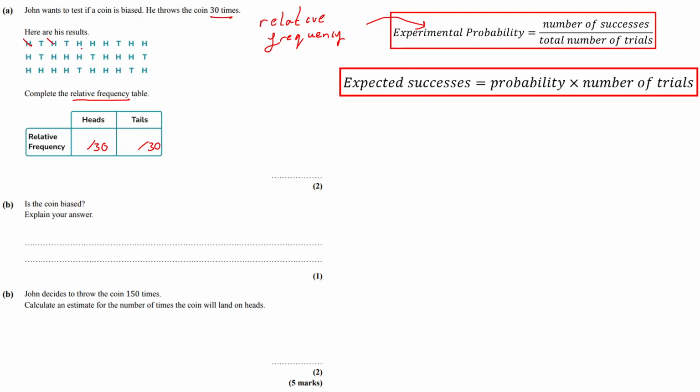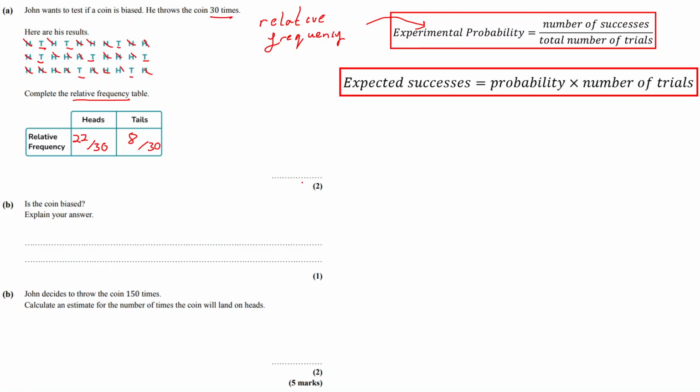So 1, 2, 3, 4, 5, 6, 7, 8, 9, 10, 11, 12, 13, 14, 15, 16, 17, 18, 19, 20, 21, 22. So we get 22 heads. Number of successes just means how many heads you get, 22, which must mean that there's 8 tails. We'll just double check it, but 1, 2, 3, 4, 5, 6, 7, 8. Good, because they must add up to make 30. Good. That's part A done.